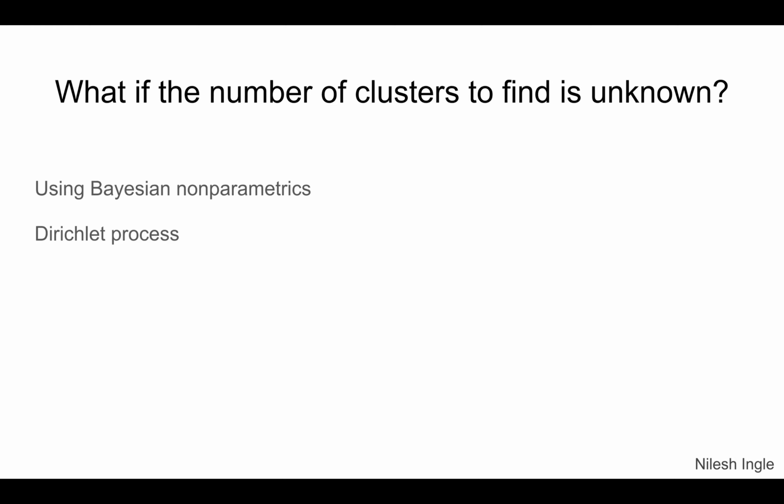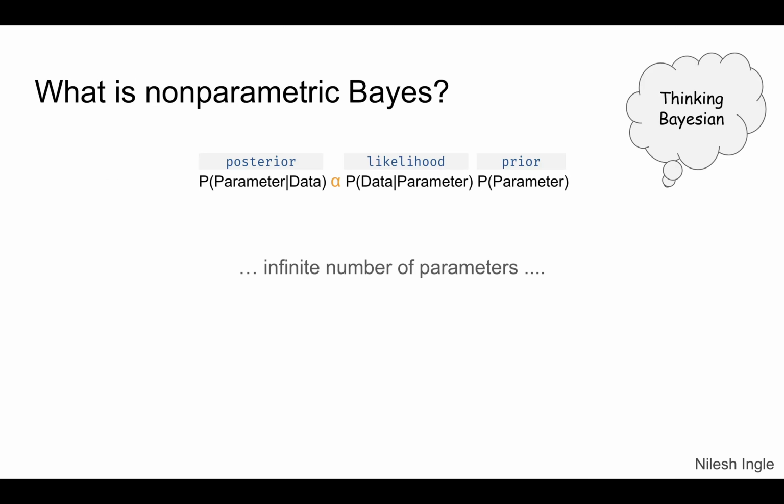So why would we be using these methods that we are going to talk about in this section? The reason is that it's not always possible that we know how many clusters there could be in the data set. And that's where the Bayesian nonparametrics comes in, and that uses the Dirichlet process. By nonparametrics, what I mean is that there are a lot of parameters. There could be infinite parameters.